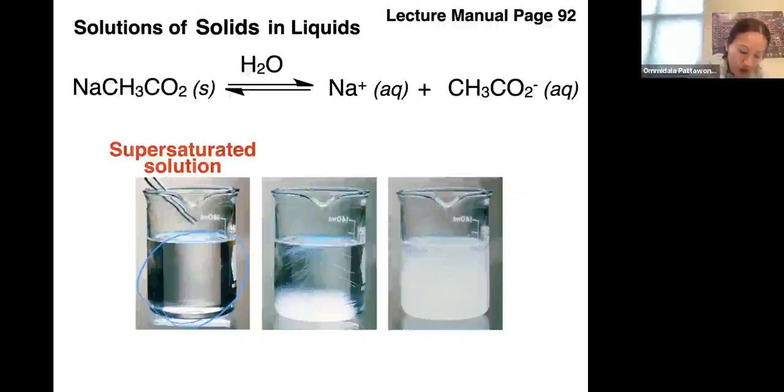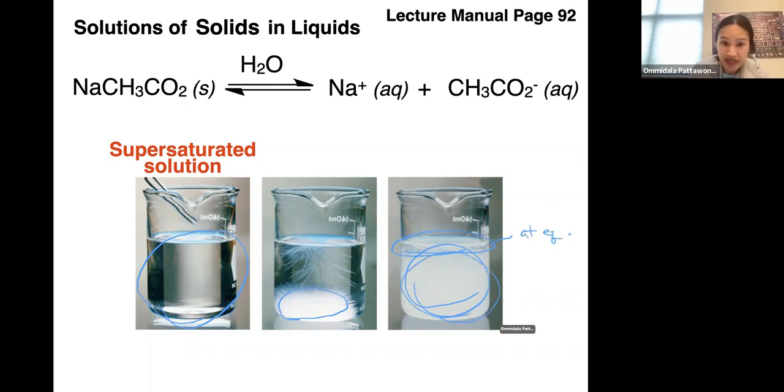So in this case, if you disturb it, by adding a tiny bit of extra amount, or even scratching the side of the beaker, it is going to cause the excess amount of solid to precipitate out. Eventually, you are going to see that the extra amount you added just precipitates out of the solution. What is left over is the solution at equilibrium. It achieves equilibrium again, and whatever is extra precipitates out.